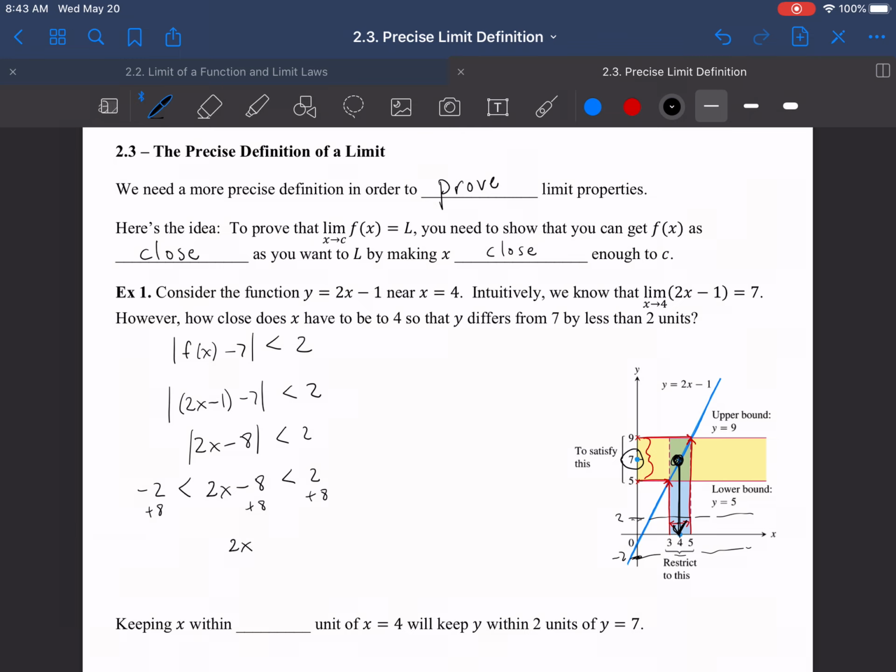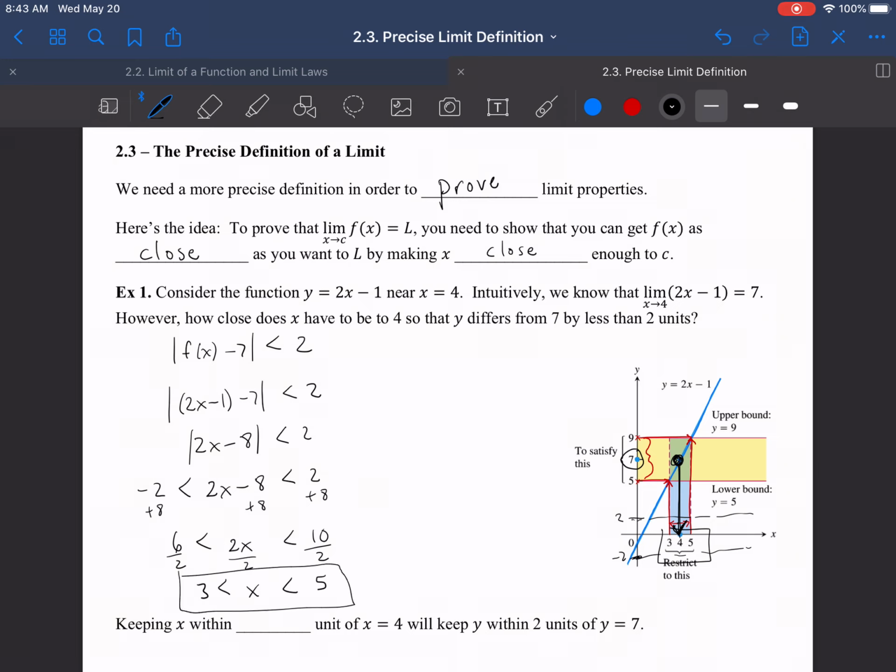And this gives us 2x has to be less than 10, and greater than 6. And then we can divide everything by 2, divide by 2, divide by 2. And what we get is that x has to be between 3 and 5, which is what we see right here graphically having done it, okay? And so that works right there.